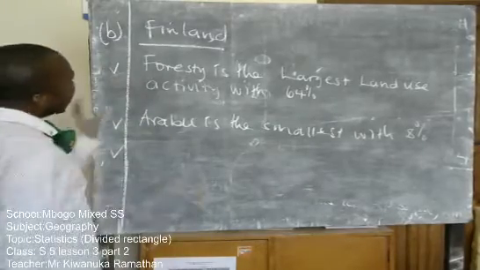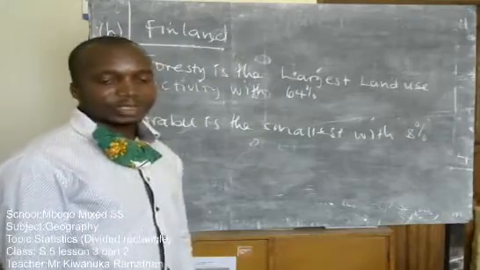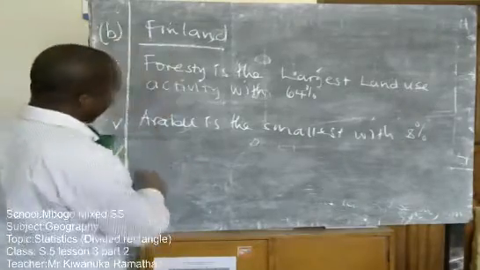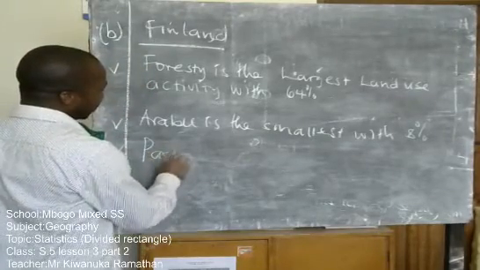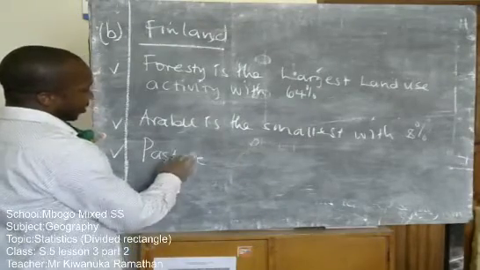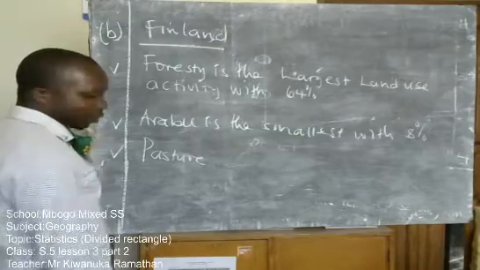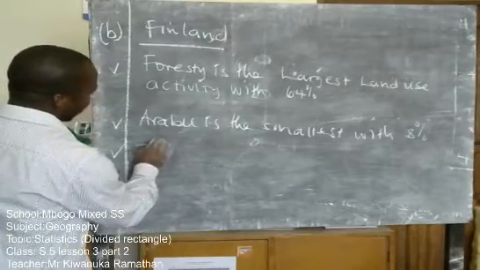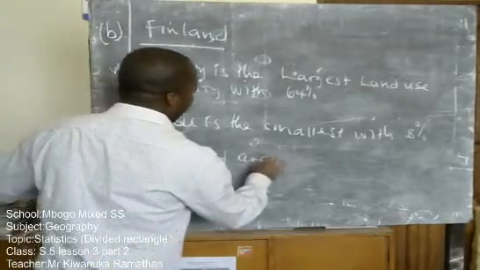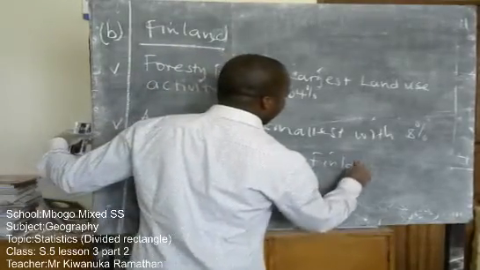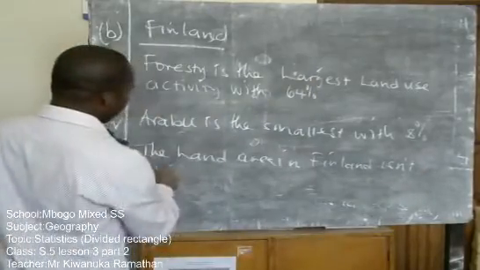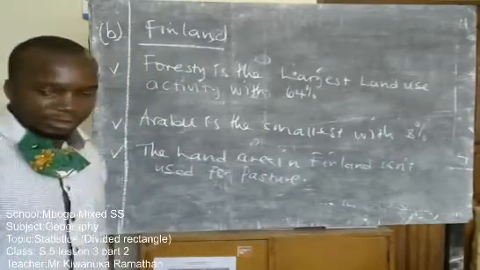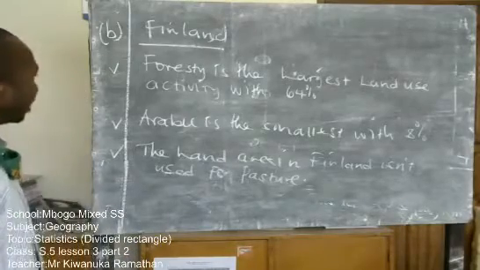Then, when you look at Finland, we have a given land use activity which is not taking any percentage of the total land area, and that is pasture. Pasture is having 0%. So the land area in Finland isn't used for pasture. They don't grow pasture for their animals. Much of the land area is for other land use activities.